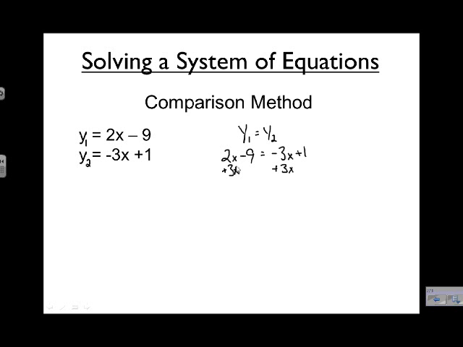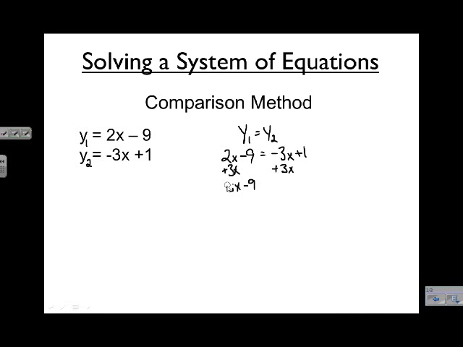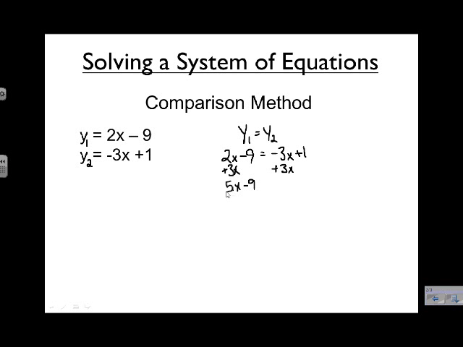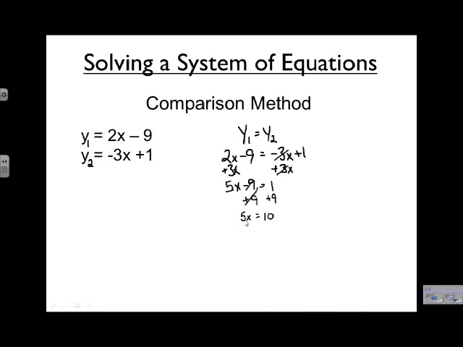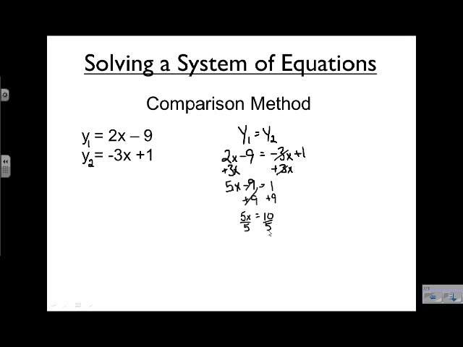2x plus 3x is 5x. So over here I've got 5x minus 9, and then negative 3x plus 3x actually cancels out. So over here I'm left with just 1. Now we're going to add 9 to both sides, so we have all our numbers together. It cancels out over here, and I'm left with just 5x, and 1 plus 9 is 10, so 5x equals 10. Now I've got to get rid of the 5. Remember, this is 5 times x, so to get rid of it, I'm going to divide by 5, and whatever I do to one side, I have to do to the other side. 10 divided by 5 equals 2.